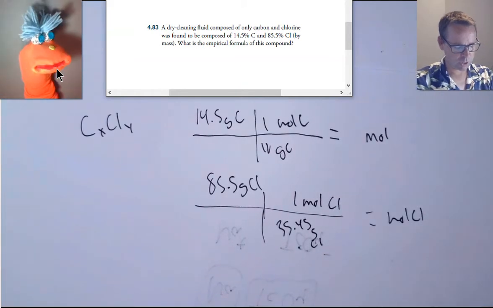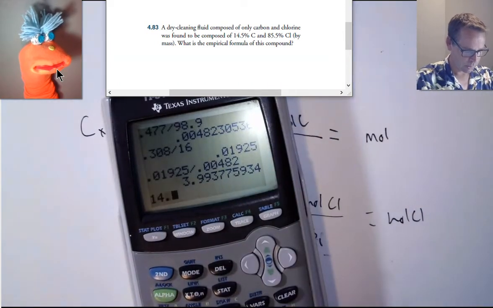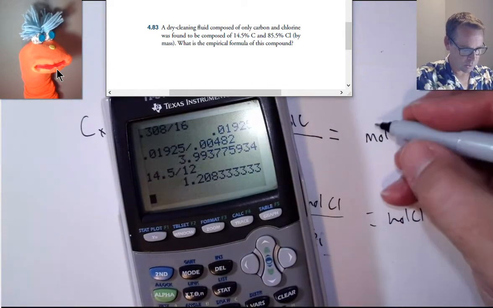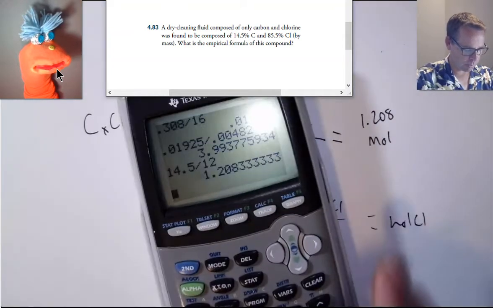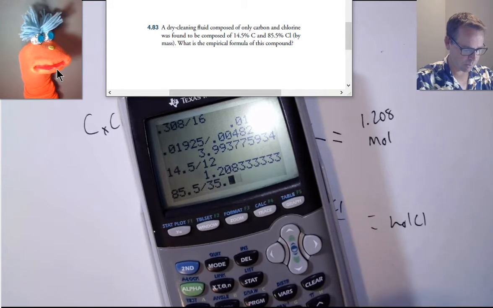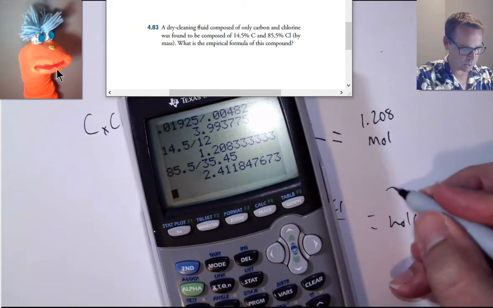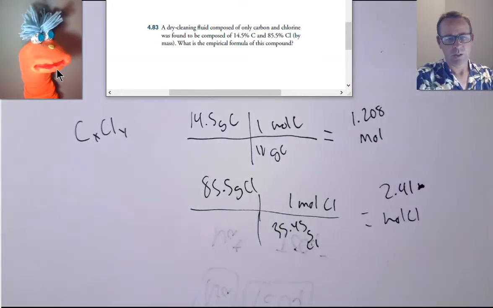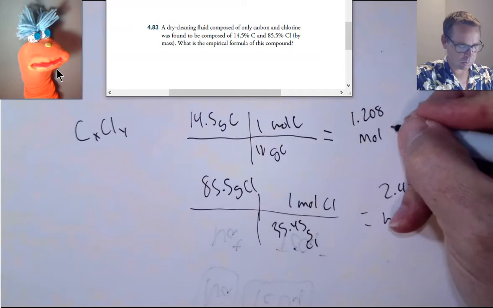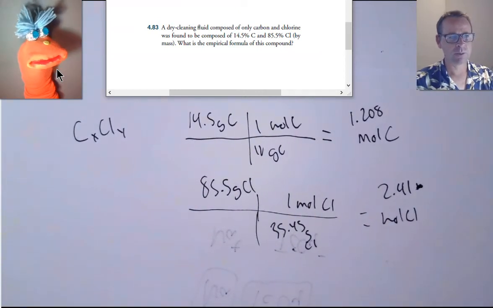Yeah, that's right. Okay, so now we go 14.5 divided by the 12. There's our 1.208 moles. And then 85.5 divided by 35.45. And so that's 2.41 moles of chlorine. All right, so then what?